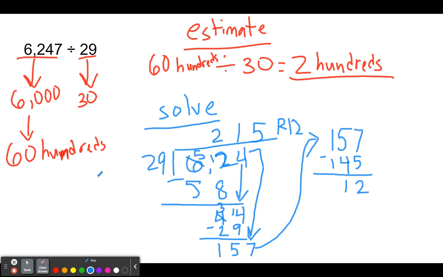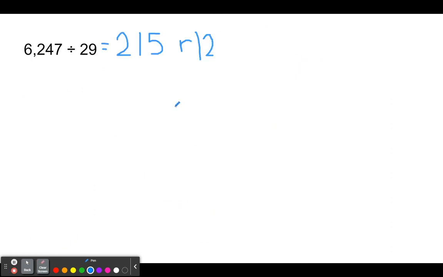Now, we have to definitely check our work and make sure that we got the right answer. So let me clear our board a little bit. Okay, so I went ahead and rewrote everything. So our answer was 215 with a remainder of 12. So now we got to check our work. So I can go ahead and multiply 29 times 215. So I'm going to go ahead and do that now.